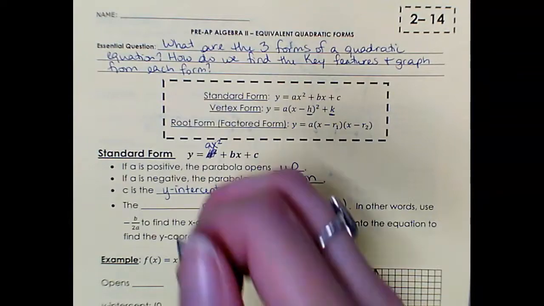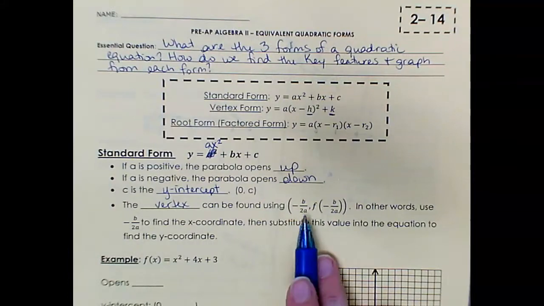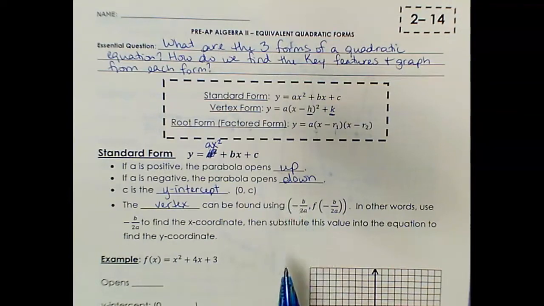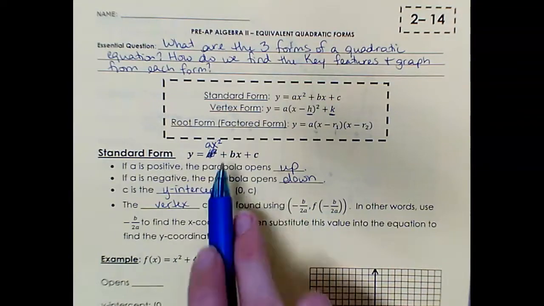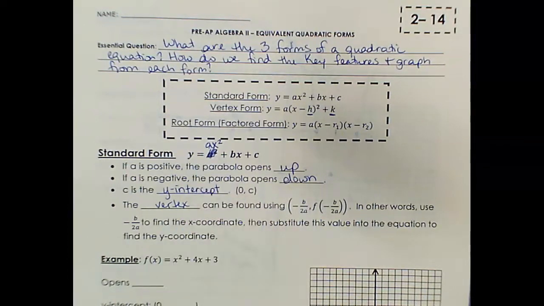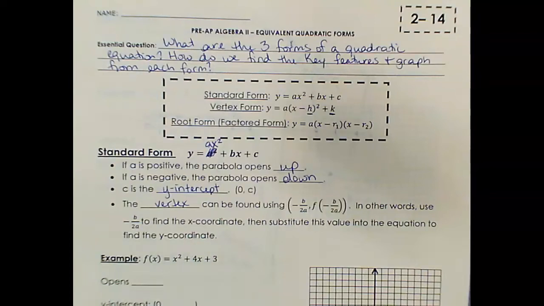The vertex can be found using this formula, and believe it or not, this is a formula. The x value you can get by putting together negative b over 2a, so over 2 times this value. And then whatever you get, you can substitute that in, and you can get your y value. In other words, you can use negative b over 2a to find the x coordinate, and then substitute this value into the equation to find the y coordinate. So that will give you your vertex.